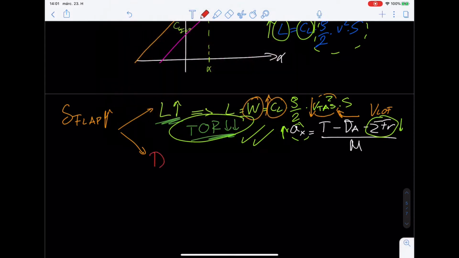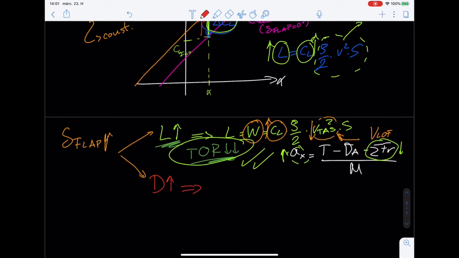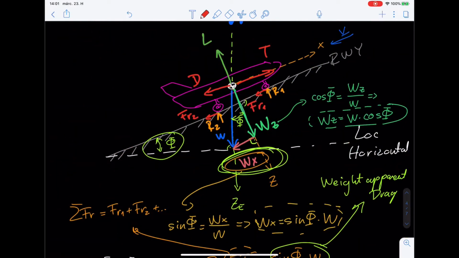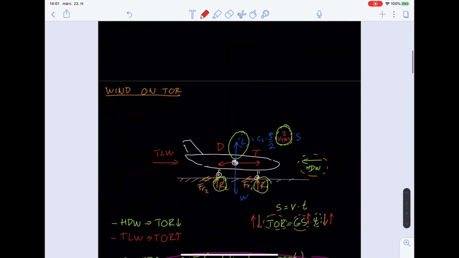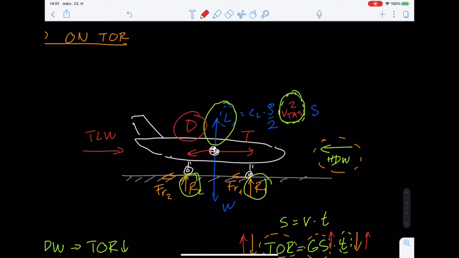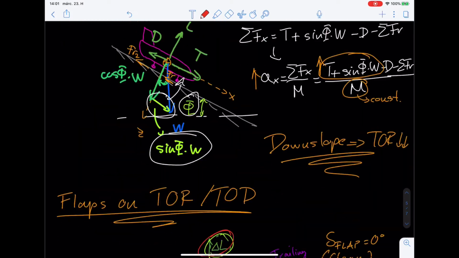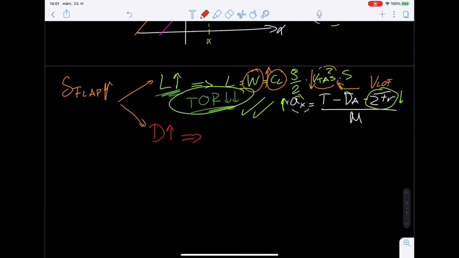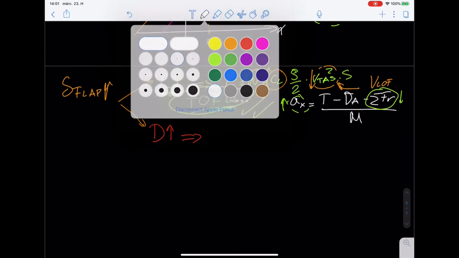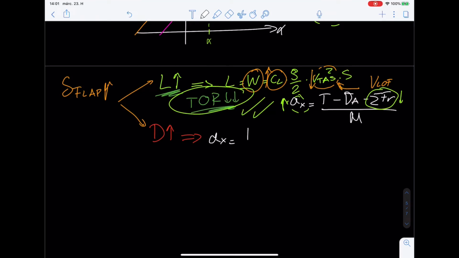Okay, but the drag is also increased, right? So let's examine what kind of an effect that has on us. We had this drawing up here when the aircraft is accelerating on the runway, and this drag is increased. What does that mean for us? Well, not so good, if you can already imagine it. So we can also write again the acceleration in the longitudinal axis: the aerodynamic drag minus the sum of the friction forces over the mass.